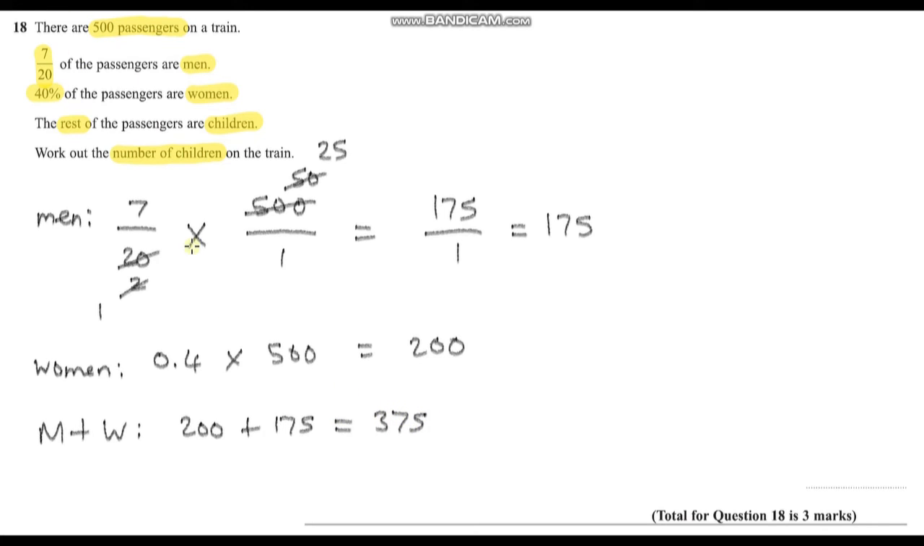And there's 500 passengers in total. So the number of children, we can just take that away from 500. So 500 take away 375, and we are left with 125. So our answer is 125.